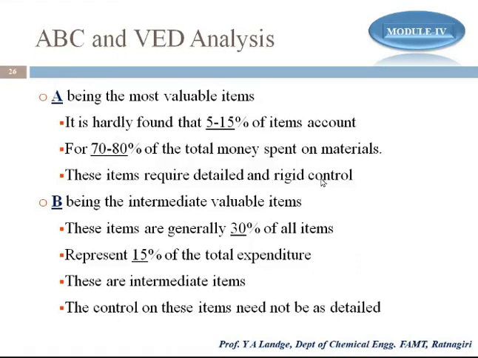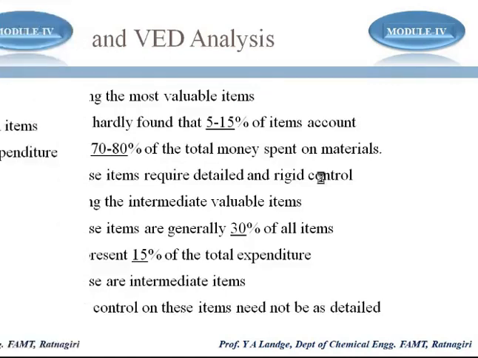For example, if you have a raw material that is very essential for your process, we always have to continuously monitor it, because otherwise the process may stop, or it may become much costlier. Because of that, we have to control more, and check regularly the stock present in the A category.